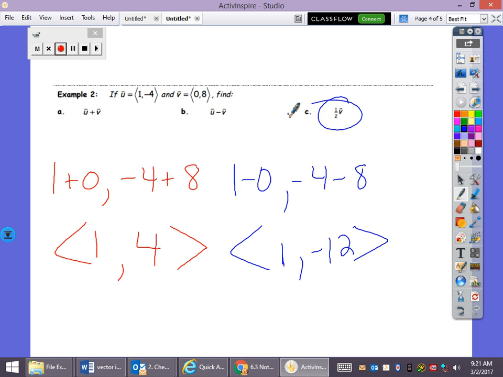I want half of vector v. Half of vector v. You don't even need time. I want half of vector v. Okay, first of all, vector v is what? What's the ordered pair for vector v? 0, 8. So I want half of it. What are you going to tell me?